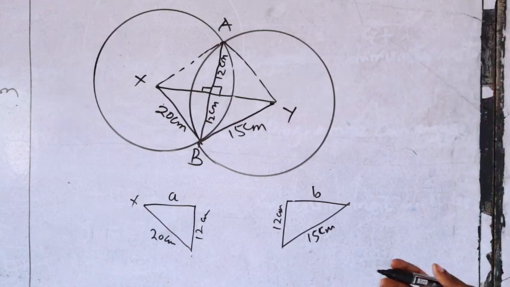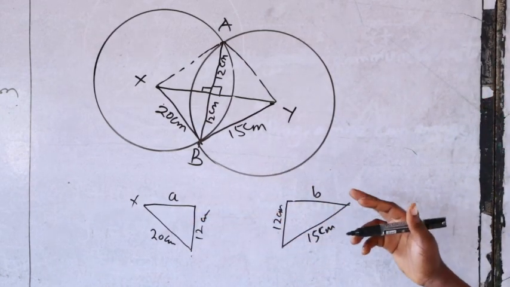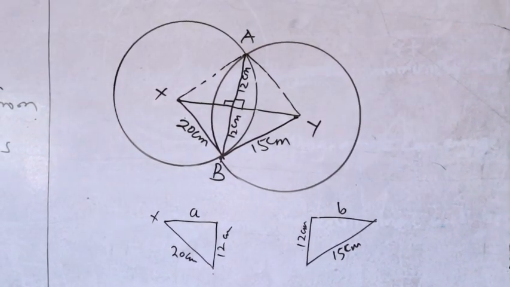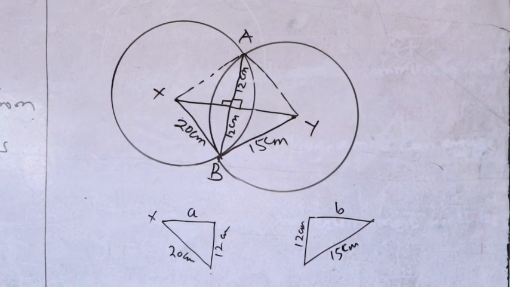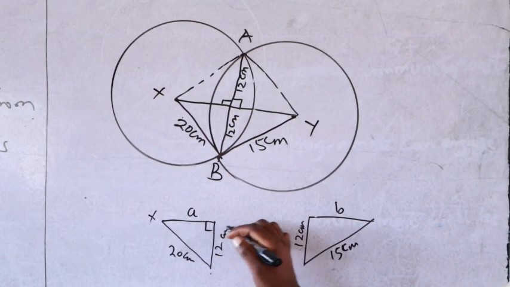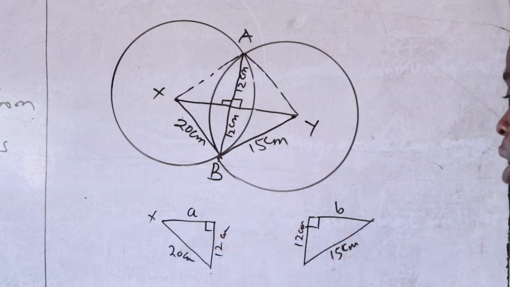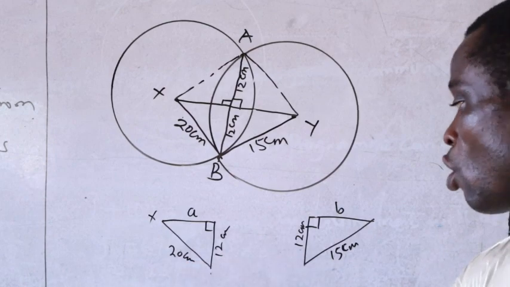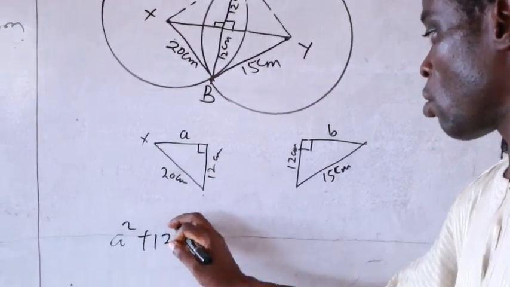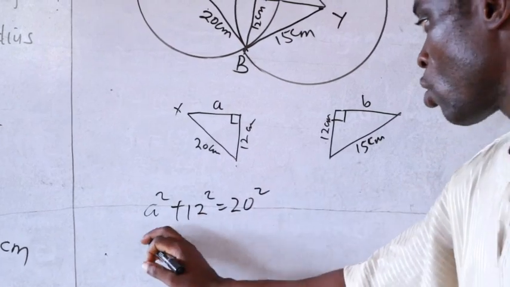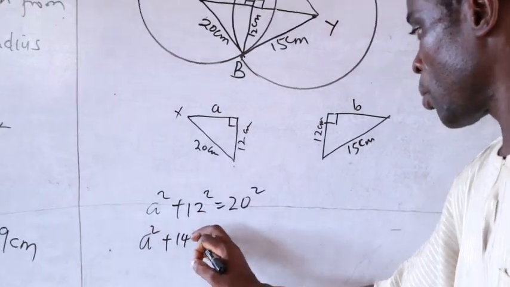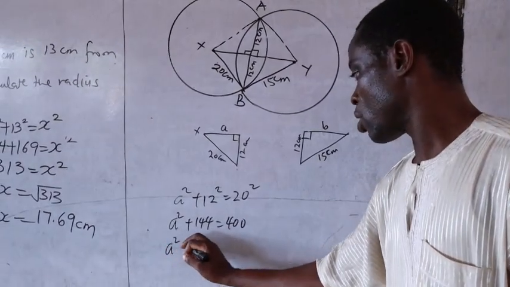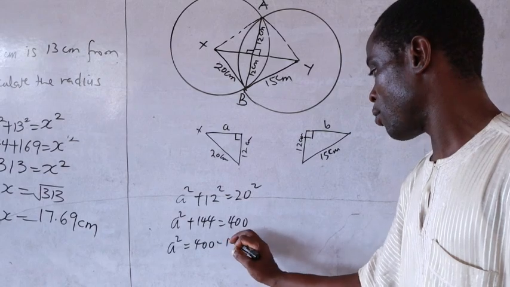Now, if you are able to get the length of A and the length of B, the distance between the two centers is going to be what? Is it addition or subtraction? Addition. Now, it is Pythagoras' rule that we can use here to get A. Which one is the longest side here? 20. So it means A squared plus 12 squared is equal to 20 squared. So we have A squared plus 144 is equal to 400. That is 20 squared. Then we have A squared equals 400 minus 144.